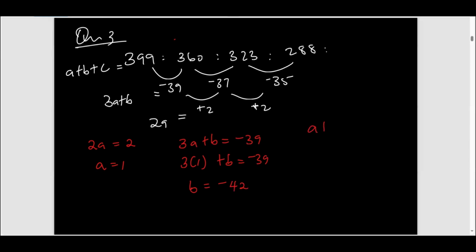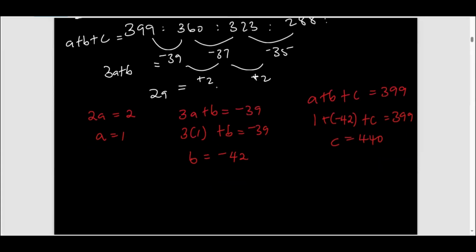And then our A plus B plus C should be equated to 399, okay? A is 1, B is negative 42, plus C should be 399. All right, so that's negative 41, which will add that side: 399 plus 41, which should give me 440. Okay, so I have my A, I have my B, and then I have my C.